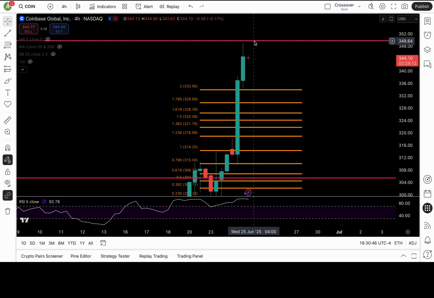I have a macro level fib level right around 349.5. It almost tested it before it got some selling pressure. So as of right now, based on where it's at, it's around 343.7. I do have support at 342 and 340. If those levels fail, there's a good chance this drops down to 338.5, 337, 335, and 333-ish area.